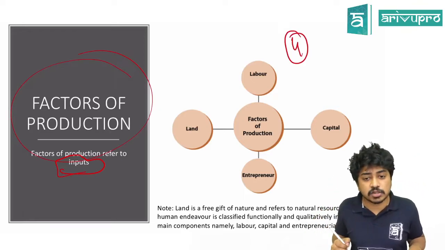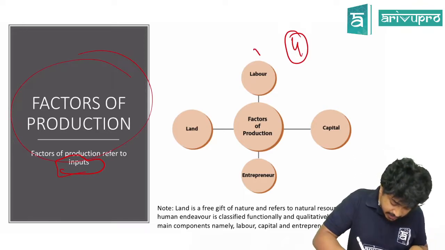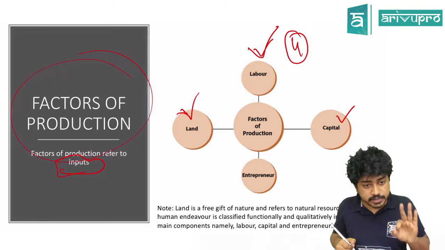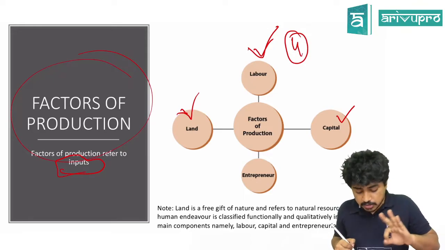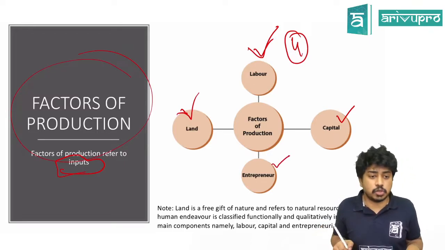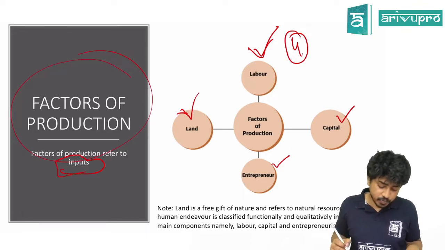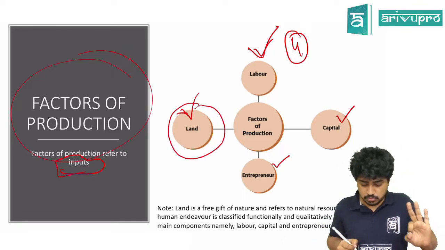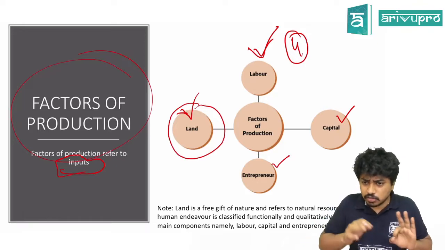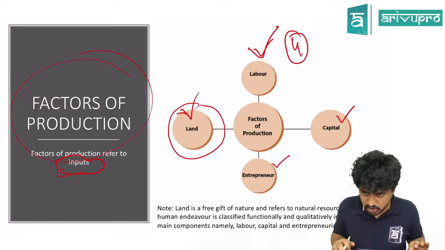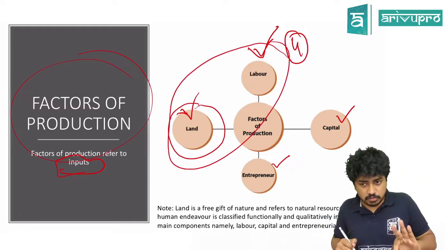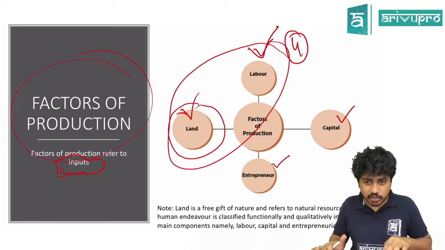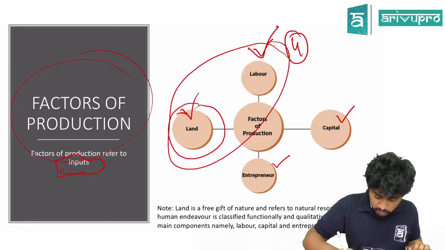There are four types of factors of production. First is land. Second is labor. Third is capital. Last is entrepreneur. Now, land is the only natural resource. The other things are not natural; they are all human means. Labor and land are primary, while the others are human made. For now, just know this. If you don't understand, I'll come to the point and explain it.